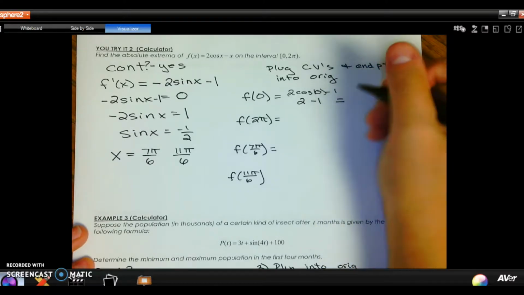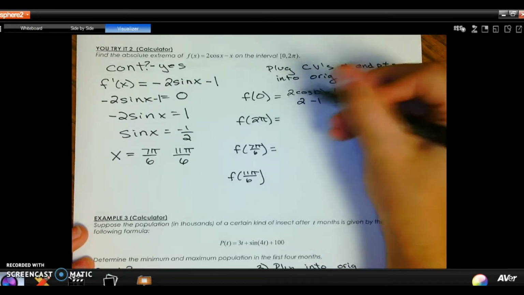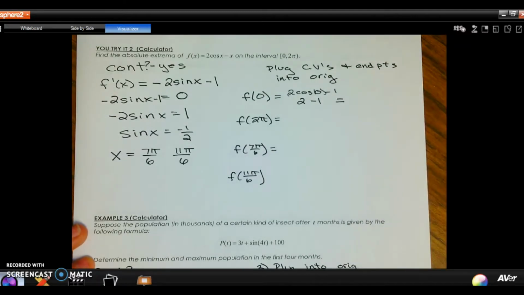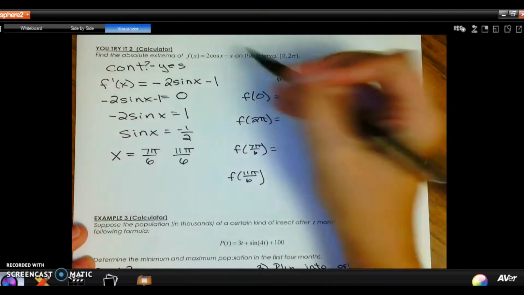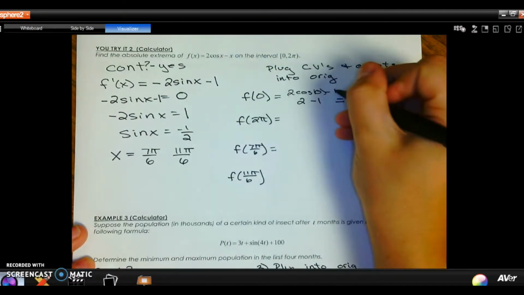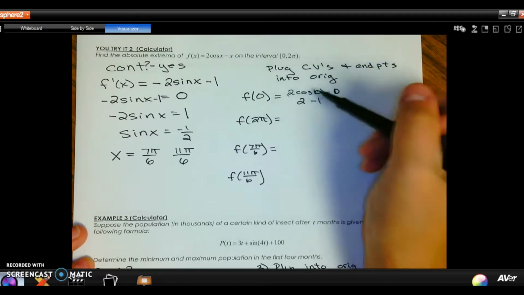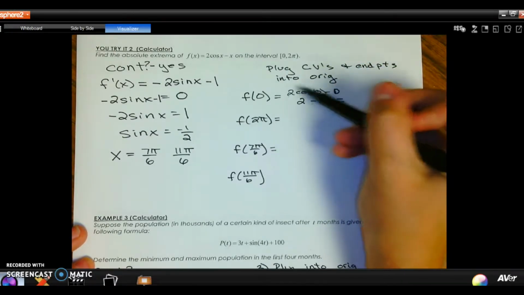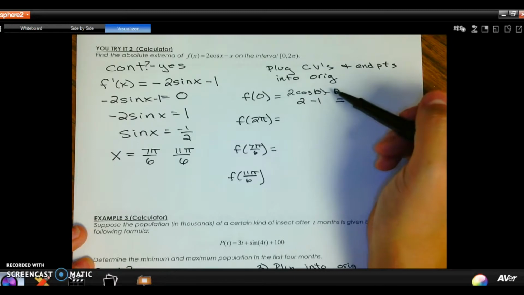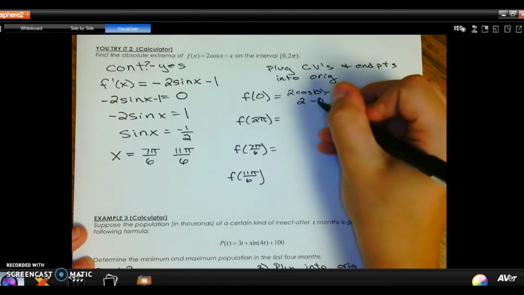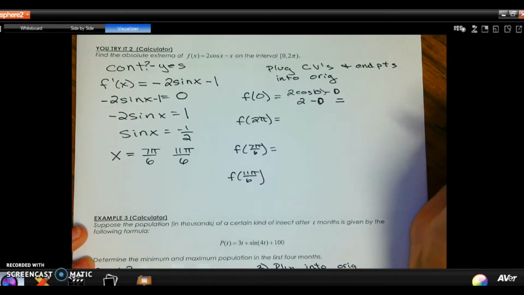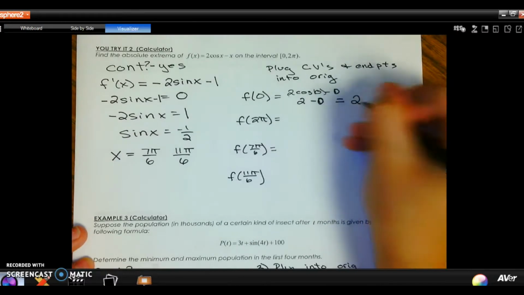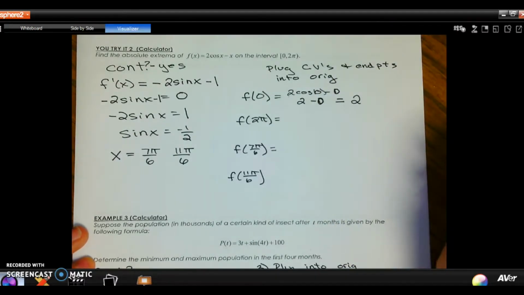Oh, sorry, did I write that wrong? So this is cosine of 0 minus, yeah, sorry guys, the original is minus an x there, so this should have been a minus 0 there. So cosine of 0 is 1. 1 times 2 is 2. And then we're going to do 2 minus 0, okay, is going to be 2. So that one you're like, okay, I didn't need my calculator.